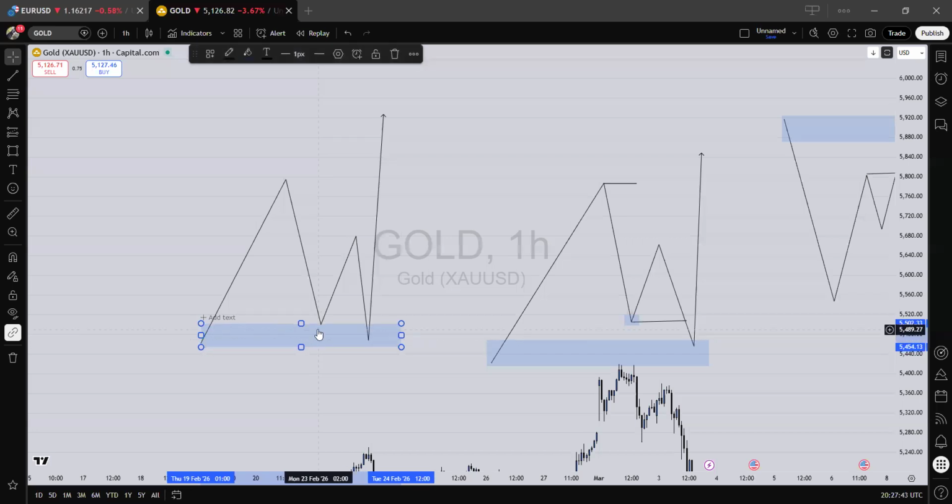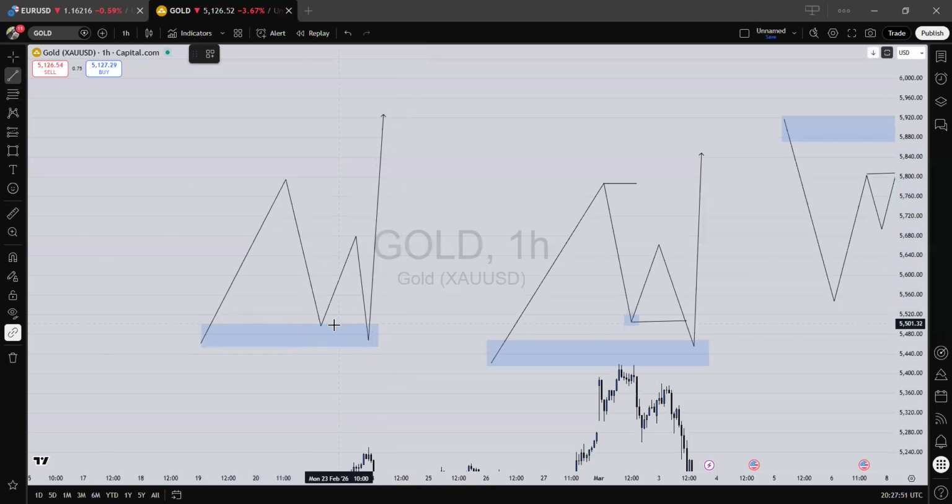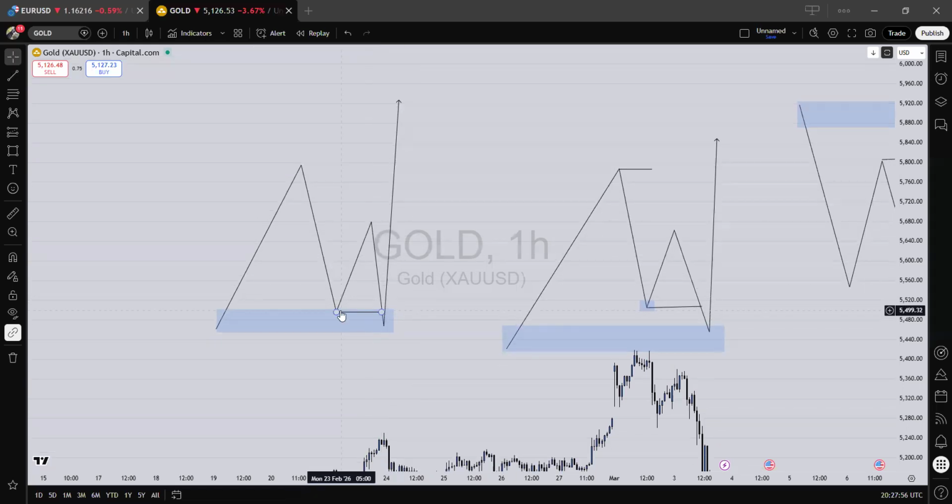So we have our POI, and then price just takes a bit of orders from the POI to engineer the liquidity. Now, some people are going to buy from here. All right. Some people will buy from here when price touches it like this. But when they do not see price coming back, some people will break even, while some people will just close.